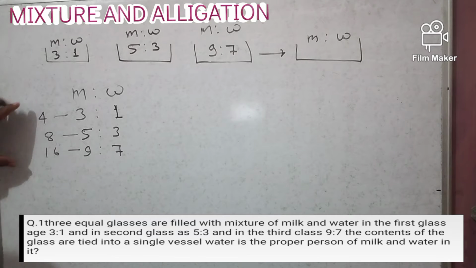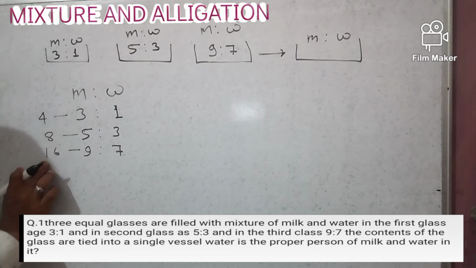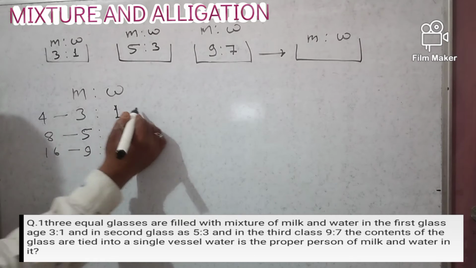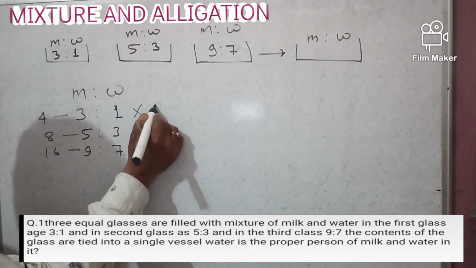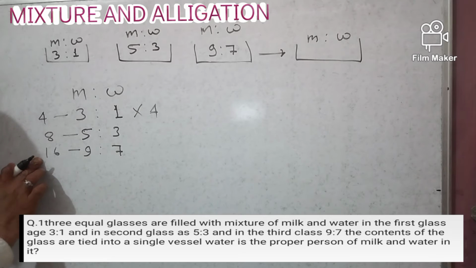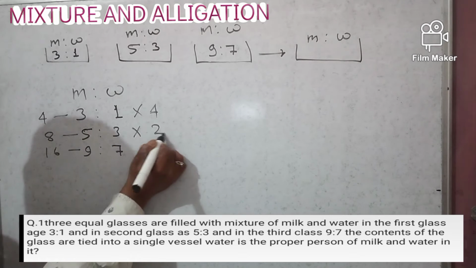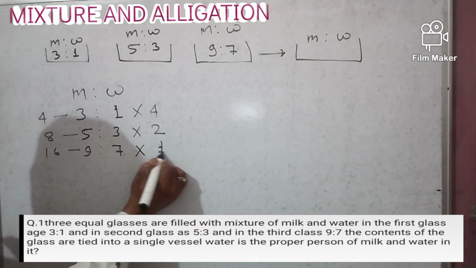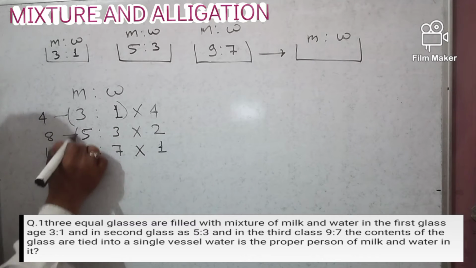So see here, the parts are not the same. If the parts are not the same, make them the same. So the LCM of 4, 8 and 16 will be 16, right? So multiply by 4, since 4 times 4 is 16, right? 8 times 2 is 16, so multiply by 2. 16 times 1 is 16, so multiply by 1 the whole ratio.